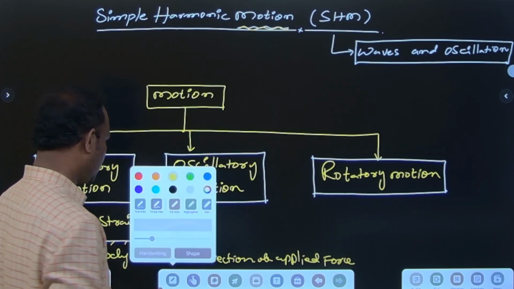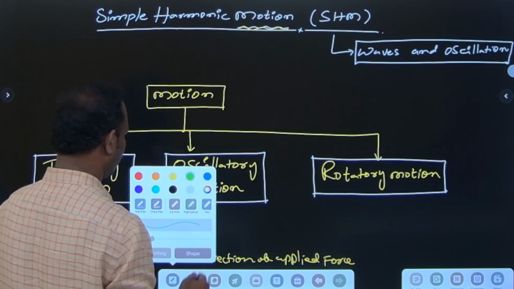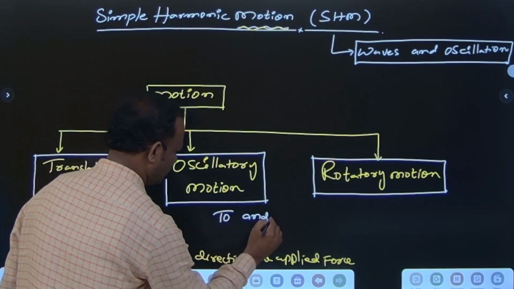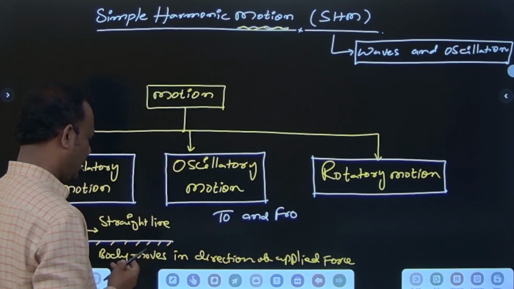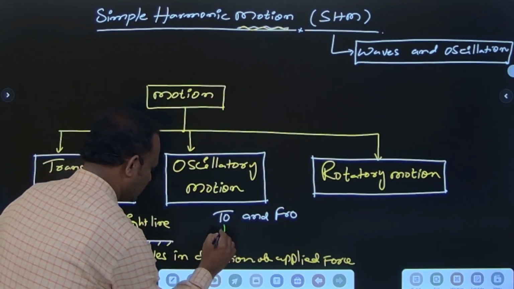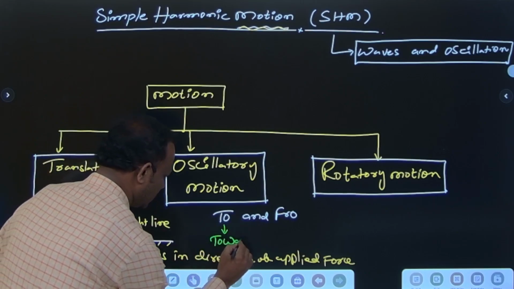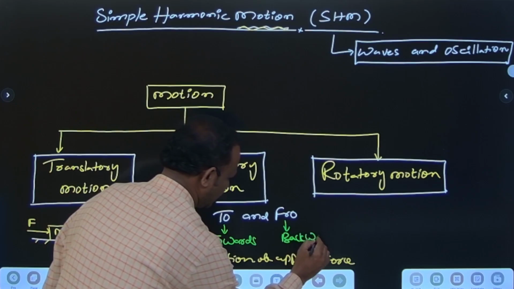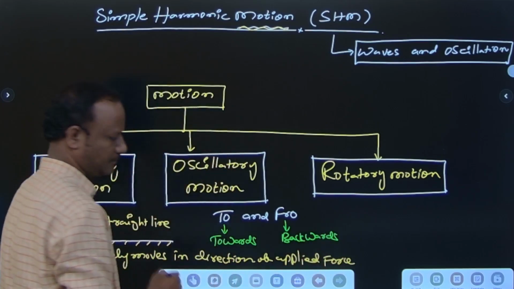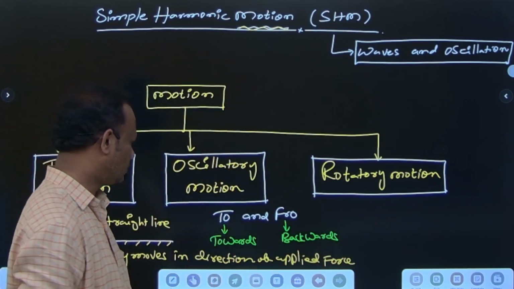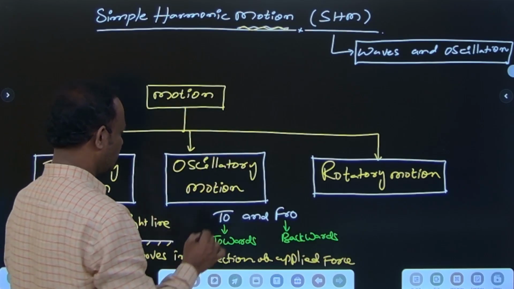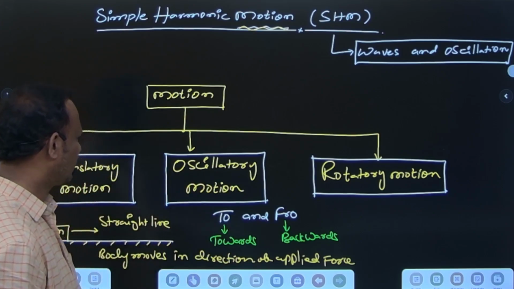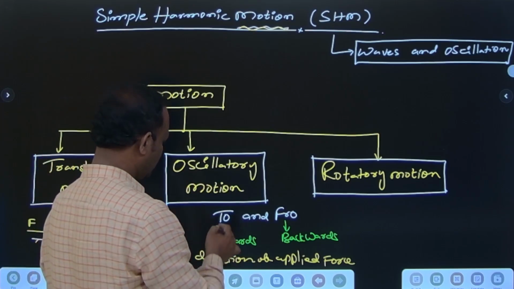So next one, oscillatory motion. Oscillatory motion is what? To and fro. Towards, and fro means backwards. Towards and backwards. So this is translatory, and this is oscillatory motion. Okay.